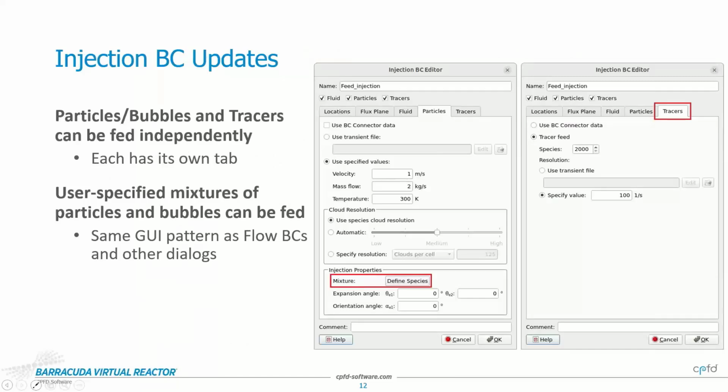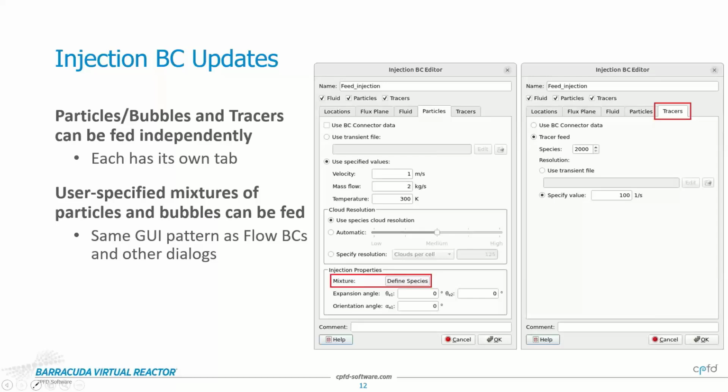Moving on to some boundary condition updates, 2 improvements have been made to injection BCs in this release. For those who may not be familiar with these types of boundary conditions, injection BCs allow you to feed fluid, particles, bubbles, and/or tracers at any location within the domain, without the need to attach the BCs to wall faces. They're often used to model gas spargers with many nozzles or perforated plates or other complex feed geometries.